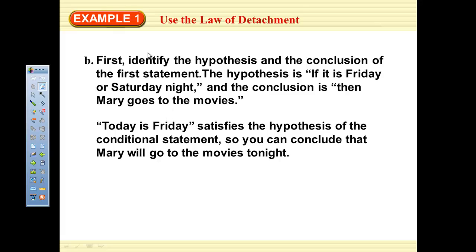And for the second one, we need to identify the hypothesis and conclusion. The hypothesis is if it's Friday or Saturday night. The conclusion is she goes to the movies. Today is Friday. Satisfies the hypothesis. The conclusion is Mary will go to the movies tonight.